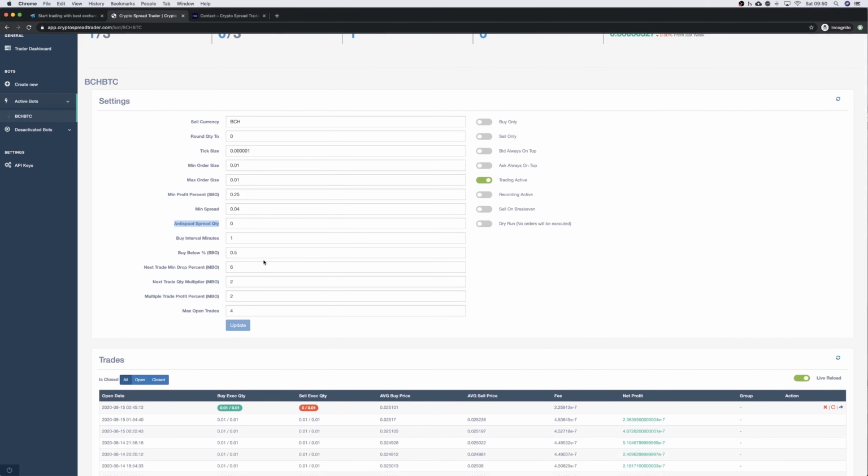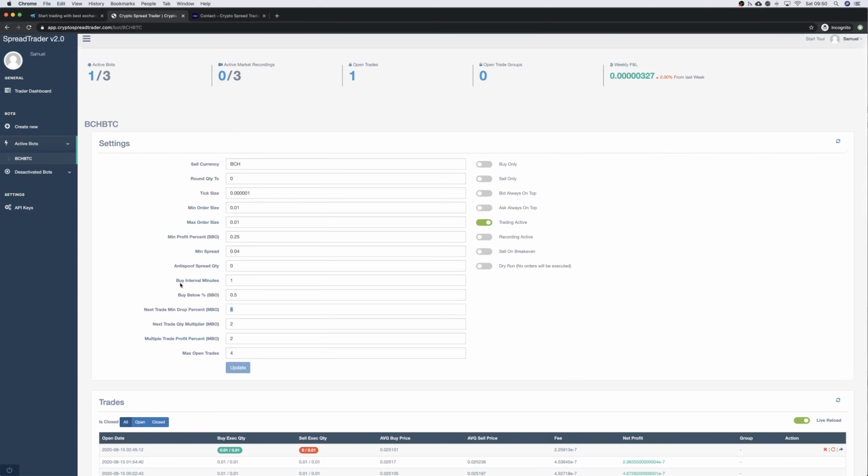The buy interval minutes is the amount of minutes between each buy order. Keep in mind that if there's one buy order that hasn't been sold yet, we will not launch any other buy order unless the price drops by this percentage from the previous buy.